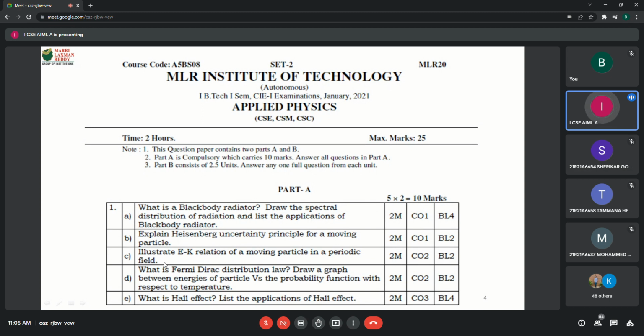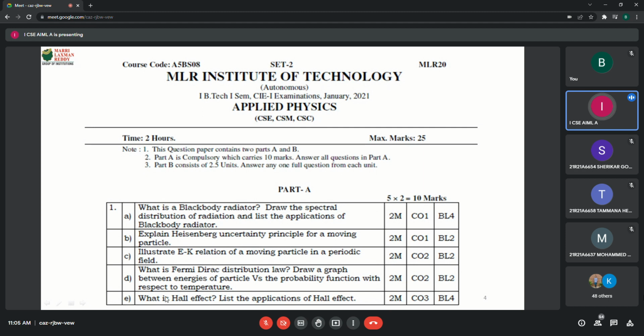Now 1C, 1D are from unit 2 in the second set. In the second set I am explaining, like this. And this question, as usual, is from the third unit.